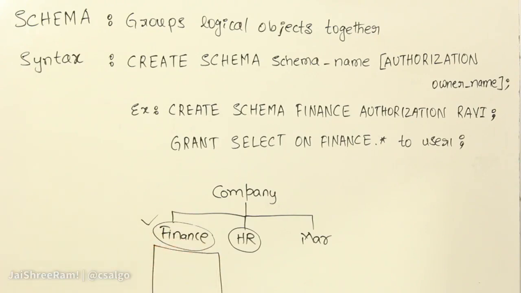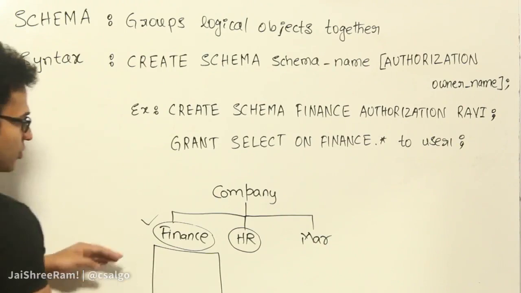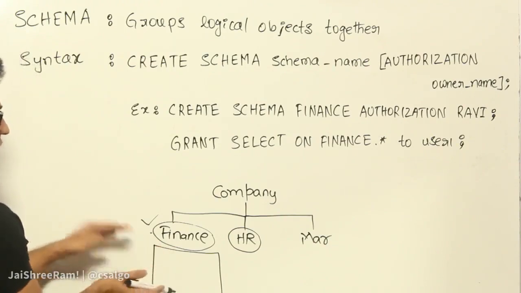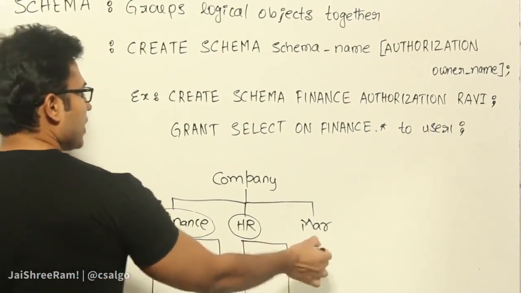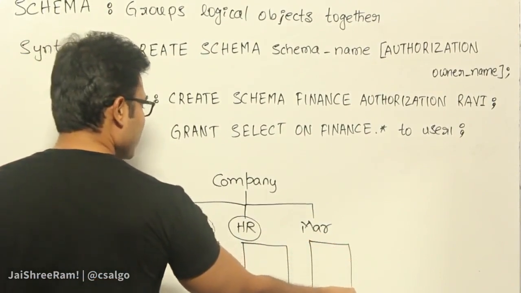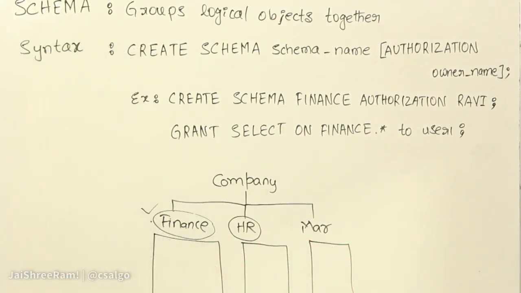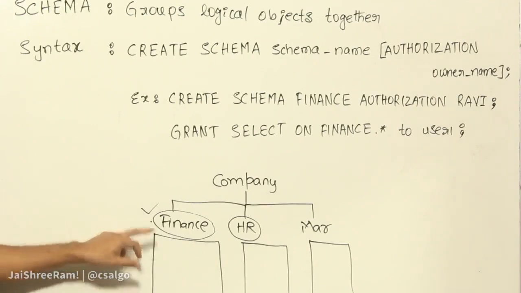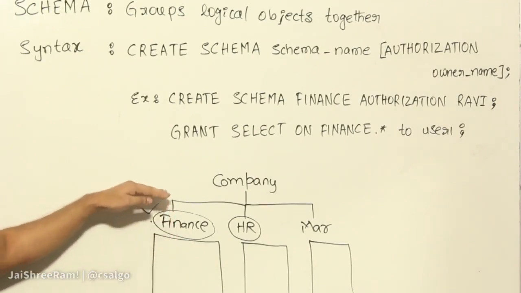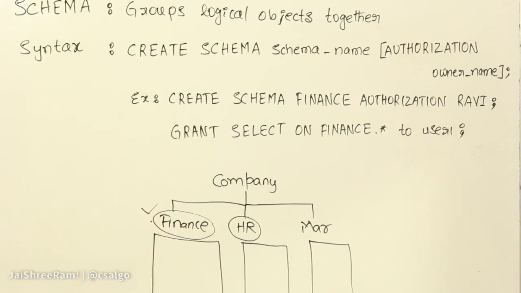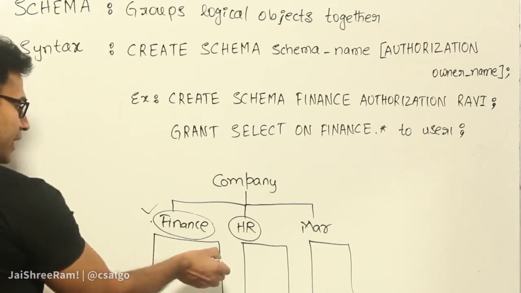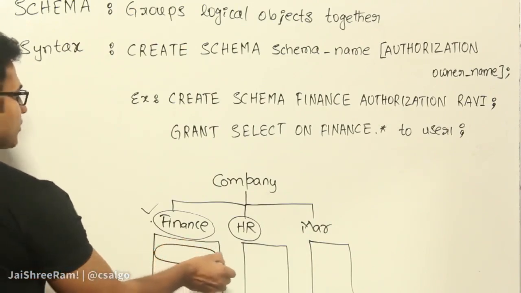Now, the way to enable this is by using a concept called schemas. By using a schema, you can group the related data together, which means in this case, I can group all the data related to finance in one schema, all the data related to HR in one schema, and all the data related to marketing in one schema. Now, I can specify who can access what. For example, I can specify that only some of the employees working in finance can access this schema, and I can even specify that some people can access a part of this schema.